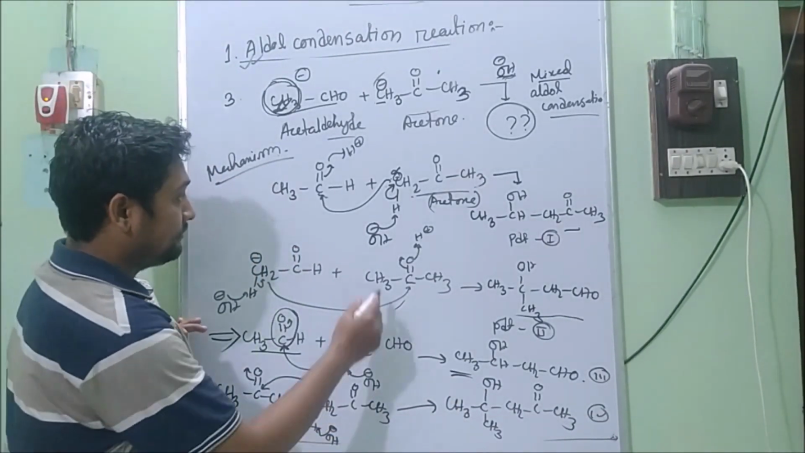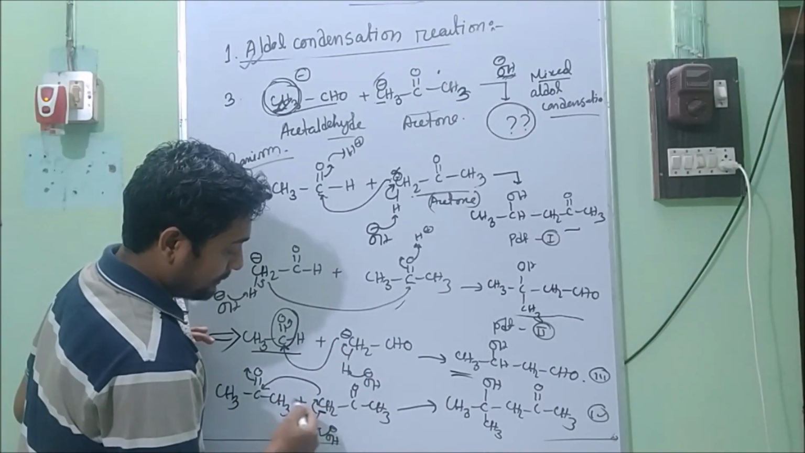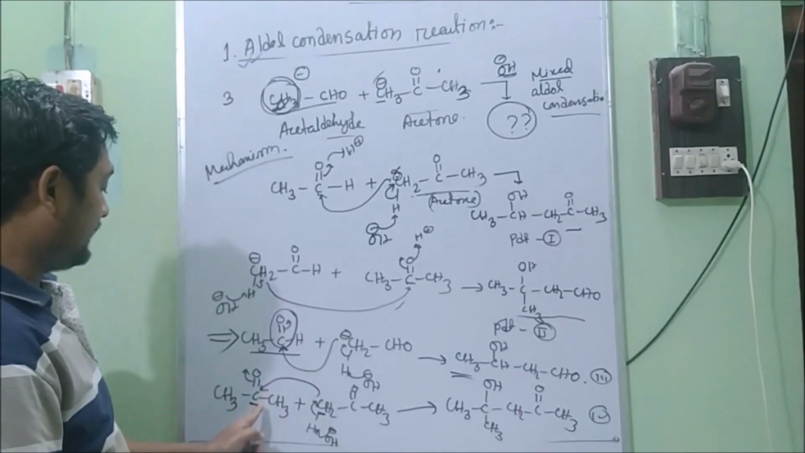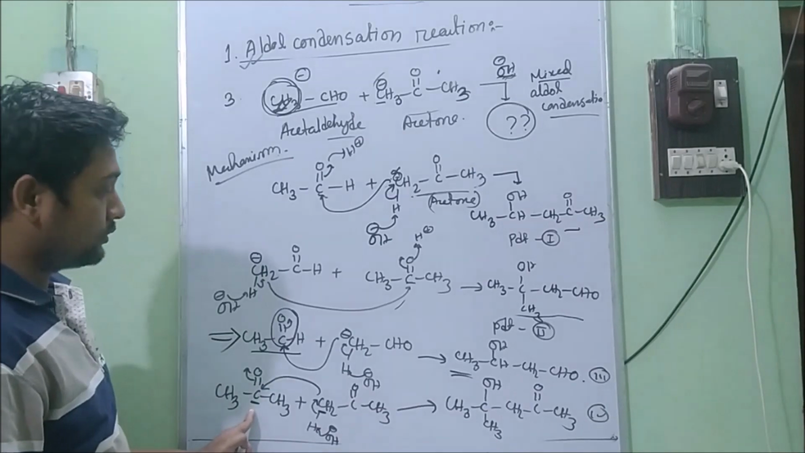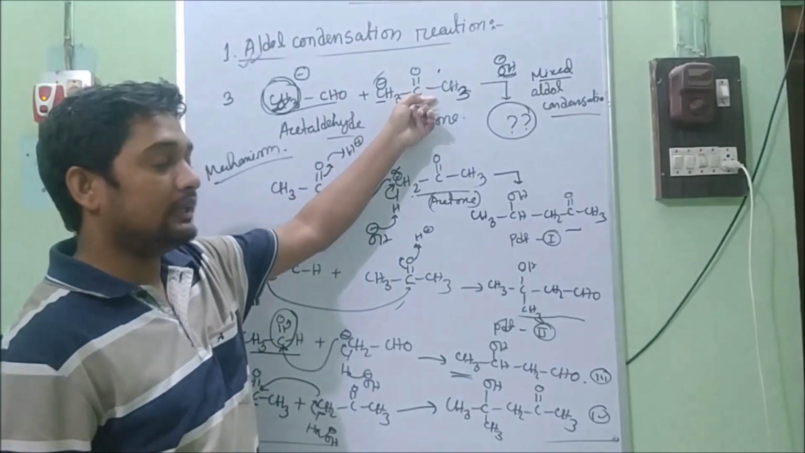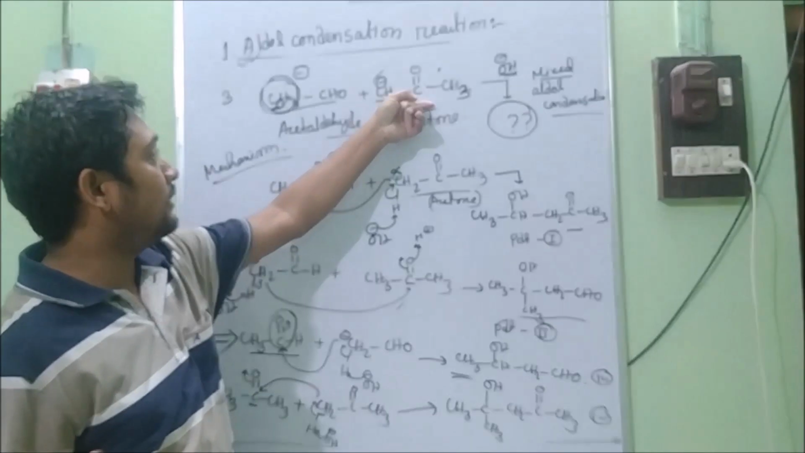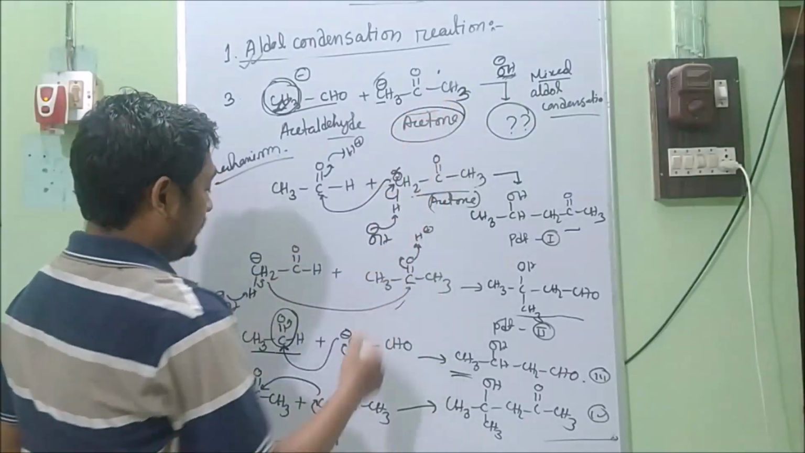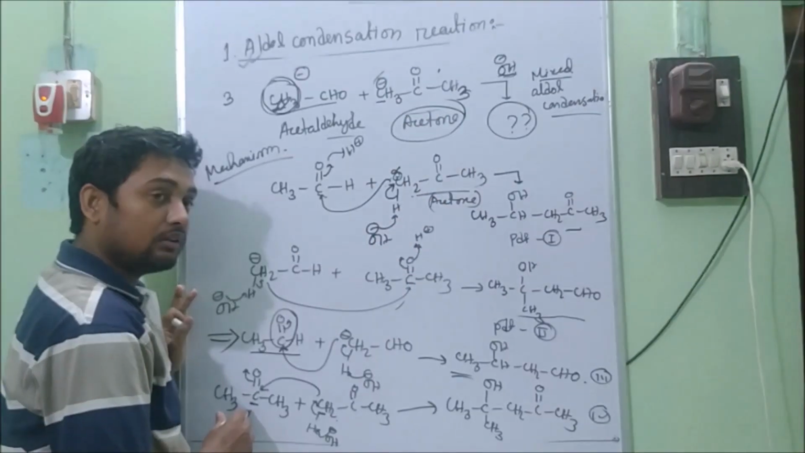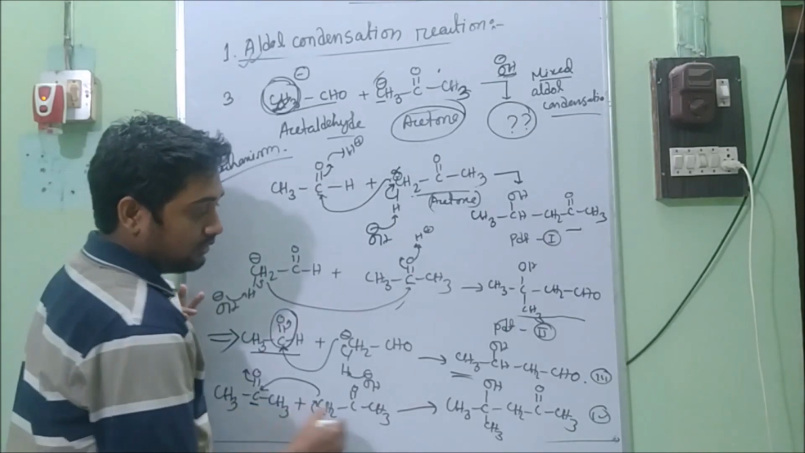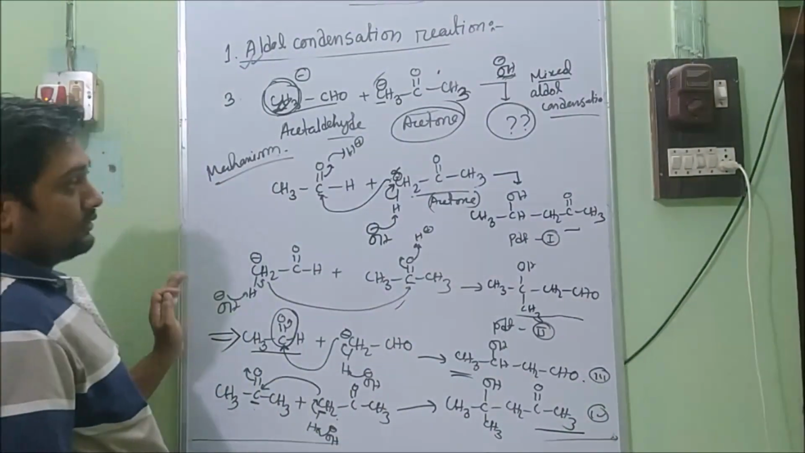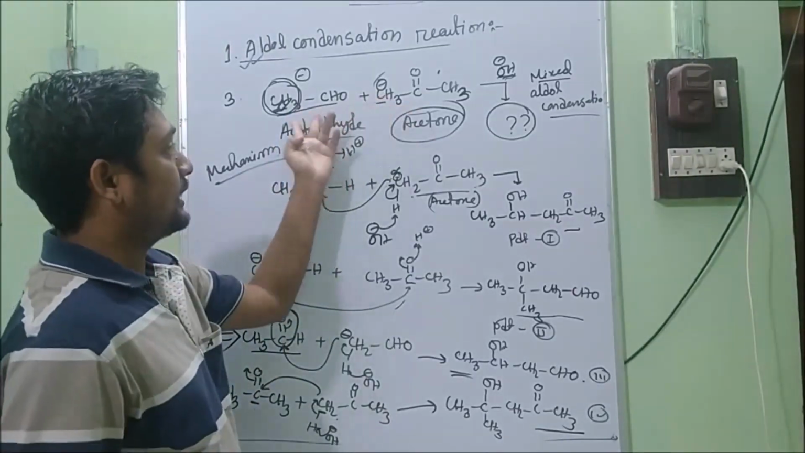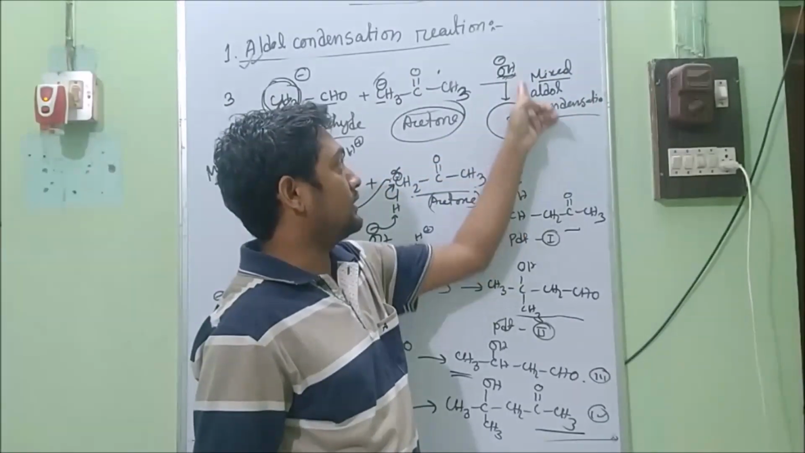Now again, if the base takes H plus from acetone, it will again attack another acetone molecule, because again here we have not taken one molecule. We have taken, suppose, 1 ml of acetone, so there are lots of acetone molecules. So this negative charge can attack the same acetone molecules also. So here we will get such kind of products. So these are the different products. If we take two different kinds of aldehydes, this is called mixed aldol condensation reactions.